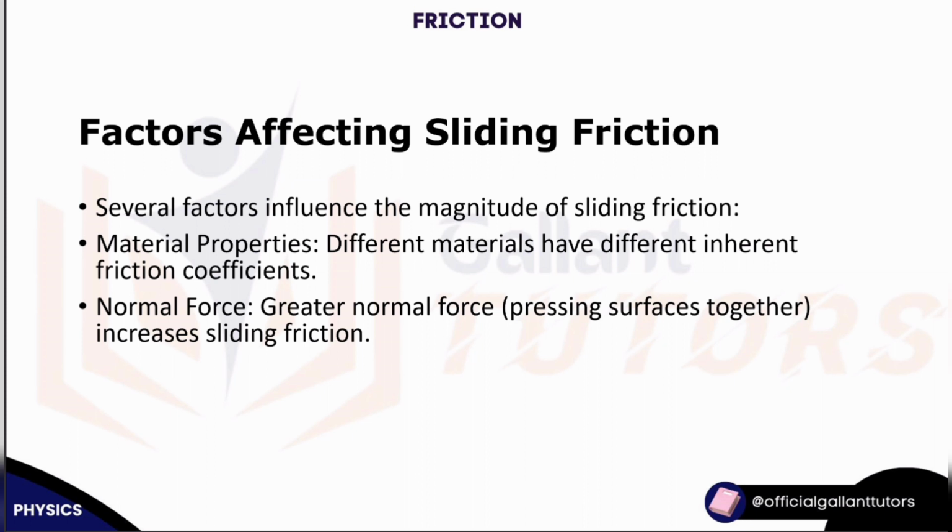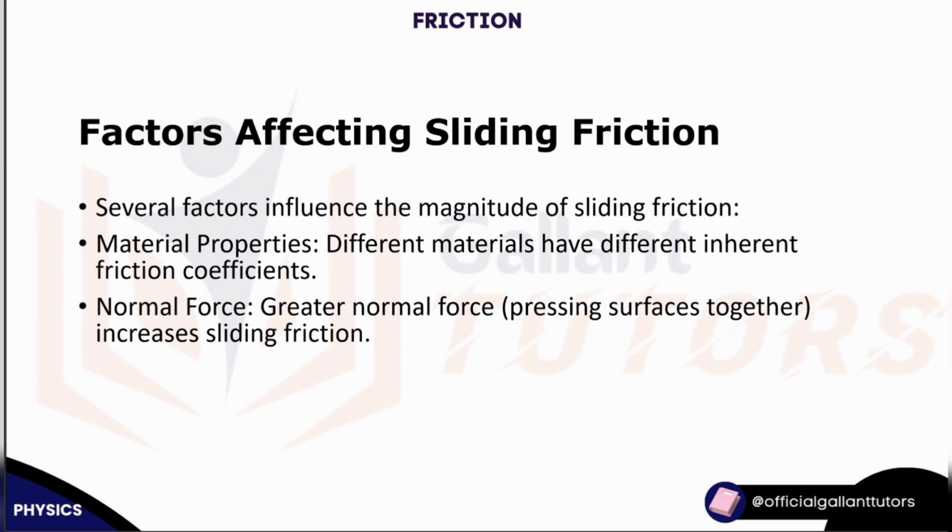Different materials have different inherent friction coefficients. So the way maybe a block slides across the ground is different from the way, let's say, an ice block slides across that same surface. They'll be different. So the material properties affect sliding friction a lot.